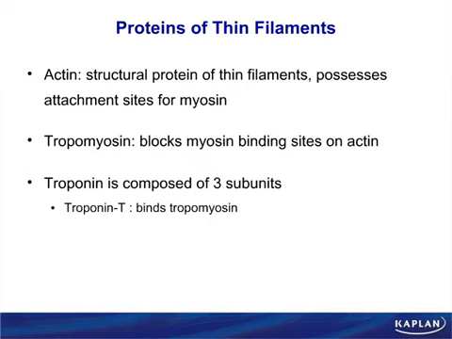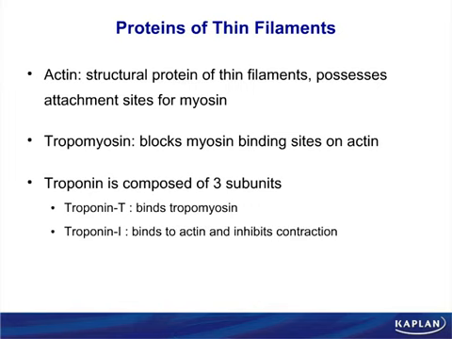Troponin T, which will bind to tropomyosin. Troponin I, which binds to actin and inhibits the contraction. And troponin C, which is the calcium binding component of the troponin protein. So again, the major proteins involved here, two not listed, titin and myosin, but the ones of the thin filaments are actin, tropomyosin, and troponin. These are the key proteins involved in the function of skeletal muscle and things to look for on USMLE Step 1.